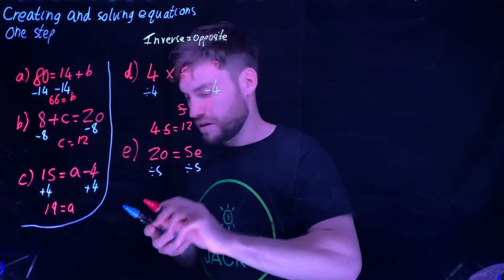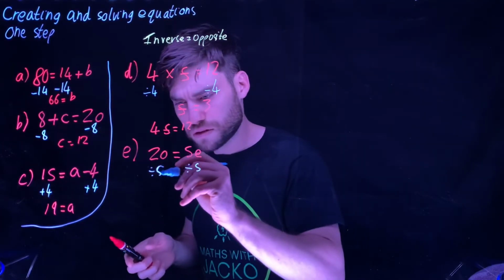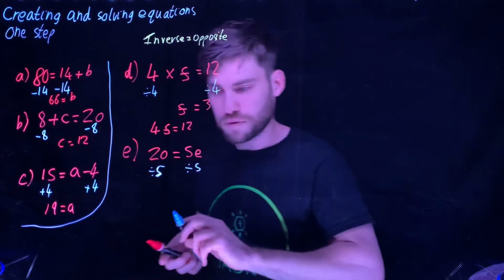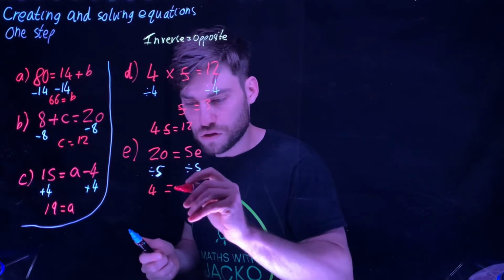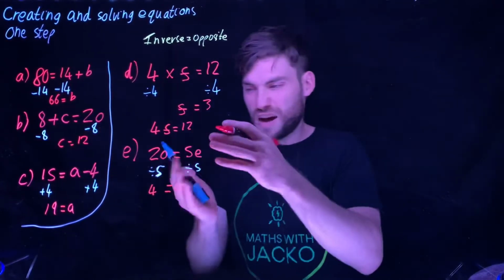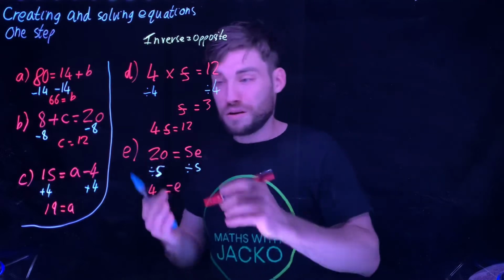So I'm going to do 20 divided by 5, which equals 4. So 4 equals e. Yeah, 5 times 4 equals 20. So there's the other ones.